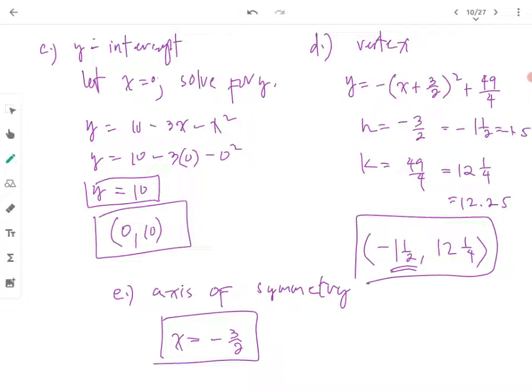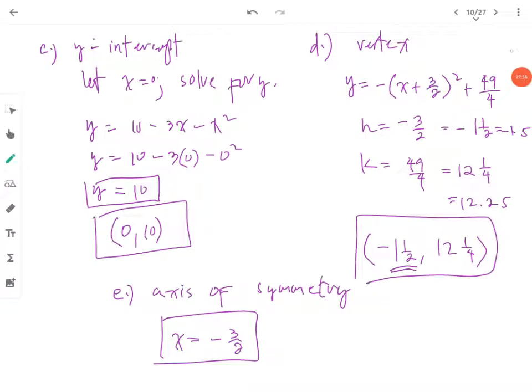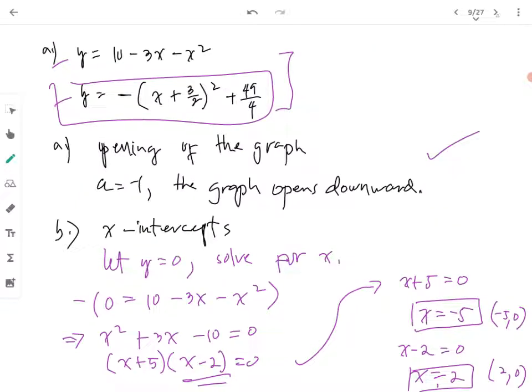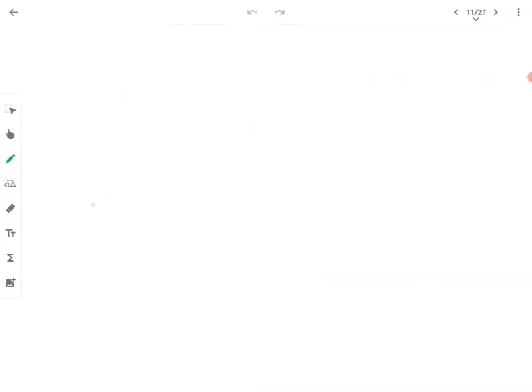Since the highest point is 12 and 1/4, look at this. Then the lowest point on the negative part is... okay. So from there we can now sketch. Let's try to look at it first. So we can just do that.